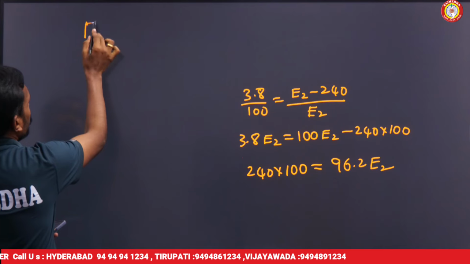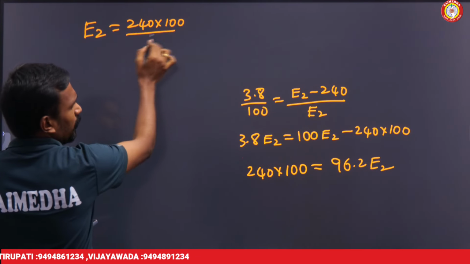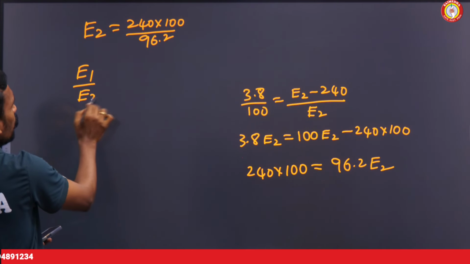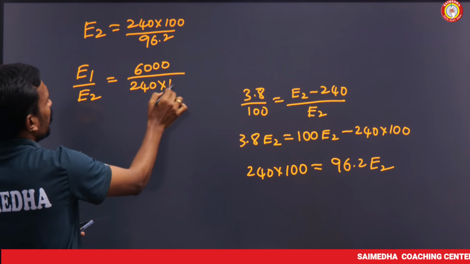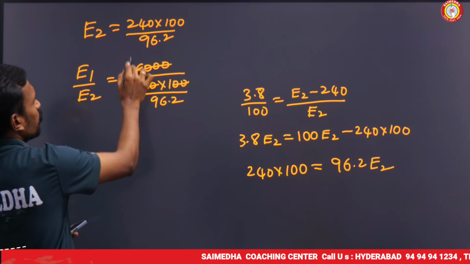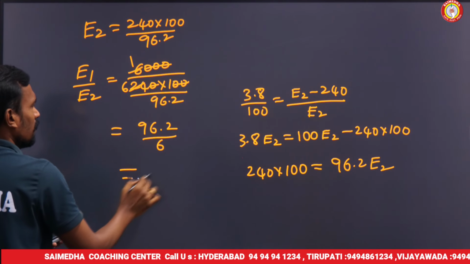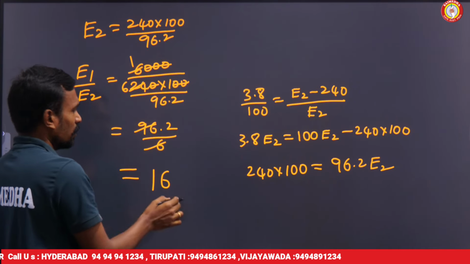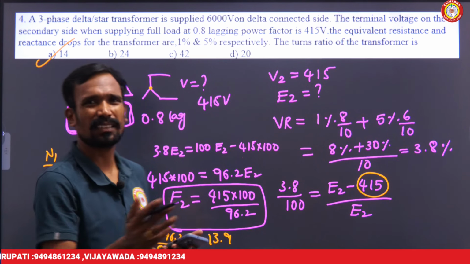Now what is E2 here? E2 is equal to 240 into 100 by 96.2. What is E1 by E2, which is the turns ratio? 6000 by 240 into 100 divided by 96.2. So the answer is 96.2 by 6, which gives 16. Is there an answer 16 in the options? There is no 16.